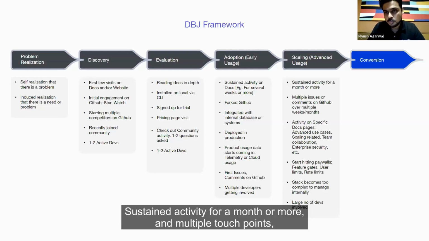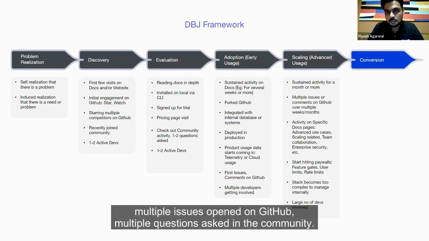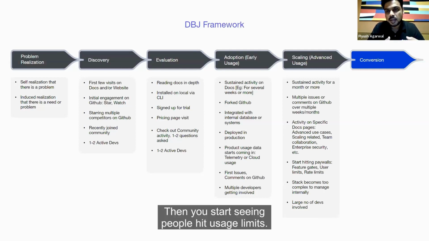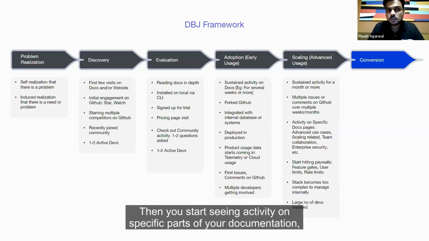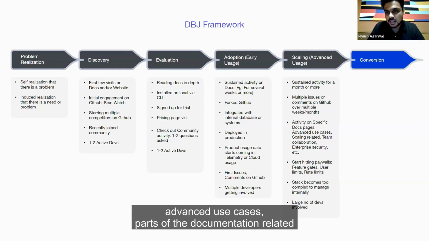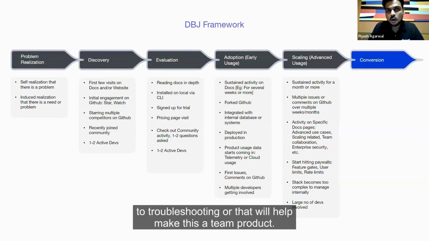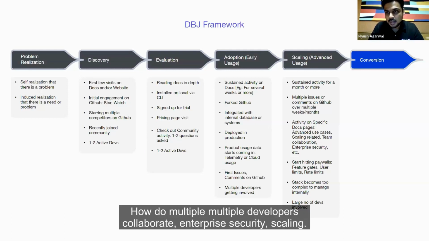And finally, if you think of advanced usage, all those signals get amplified, get magnified. Sustained activity for a month or more, and multiple touch points. Multiple issues opened on GitHub, multiple questions asked in the community. And then you start seeing people hit usage limits, so either feature gates, paywalls, user limits. And then you start seeing activity on specific parts of your documentation: advanced use cases, troubleshooting, or parts that will help make this a team product. How do multiple developers collaborate, enterprise security, scaling.